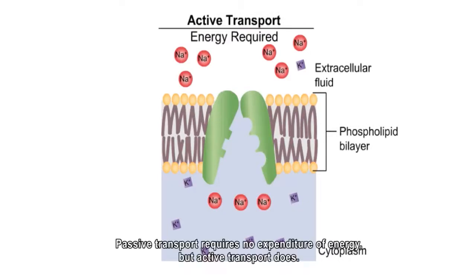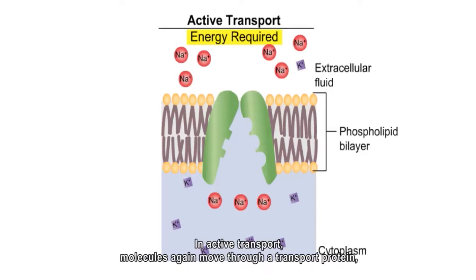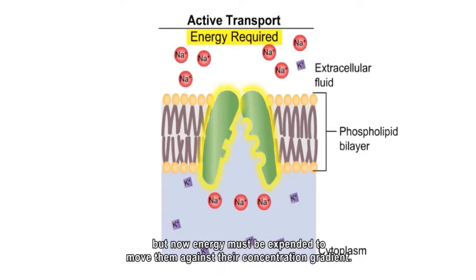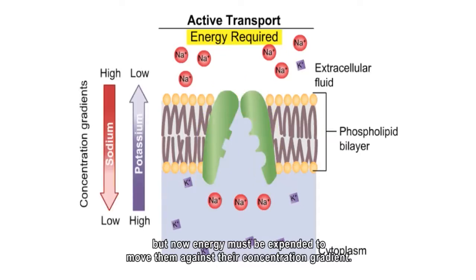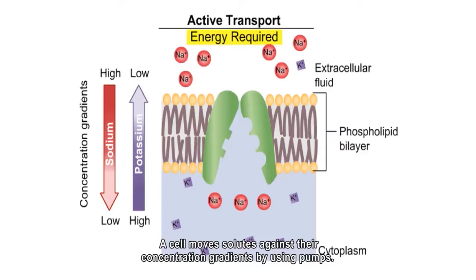Passive transport requires no expenditure of energy, but active transport does. In active transport, molecules again move through a transport protein, but now energy must be expended to move them against their concentration gradient. A cell moves solutes against their concentration gradients by using pumps.